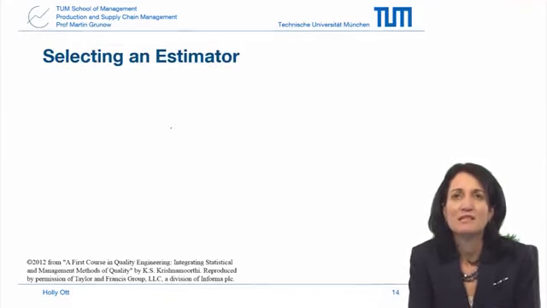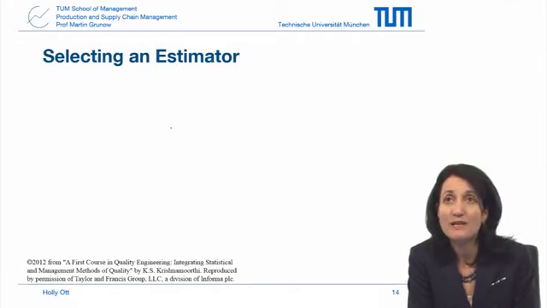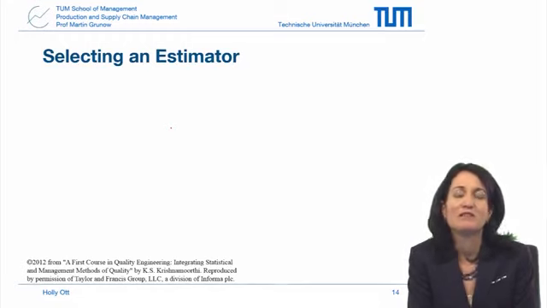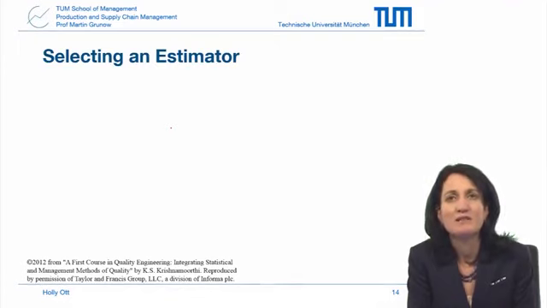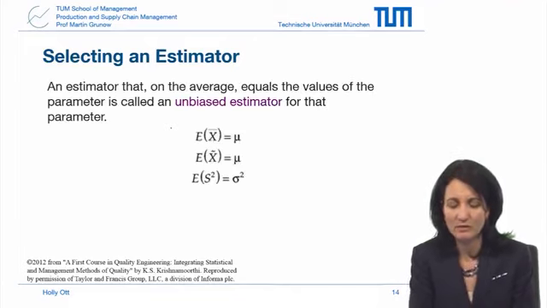Now, a few statistics may be available as candidates for being chosen as our estimator. For example, the sample average or the median can be used as an estimator for mu, the mean of a normal population. And our sample standard deviation, s, or the sample range, we just mentioned those two, can be used as the estimator for sigma, the standard deviation of the normal population. But certain criteria are used to select a good estimator from our available candidates.